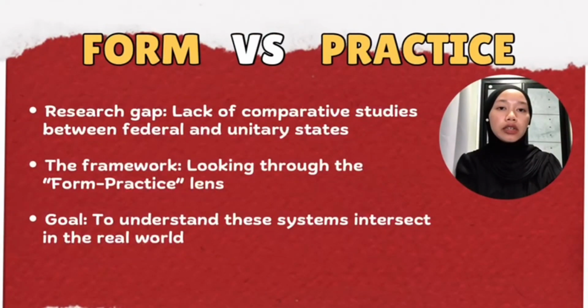In conclusion, there is a fascinating gap in our knowledge. Most researchers will use a form-versus-practice lens to show that even if the countries have different constitutional foundations, they might actually function very similarly in practice. Malaysia may look federal but act unitary, while the United Kingdom looks unitary but acts increasingly federal.